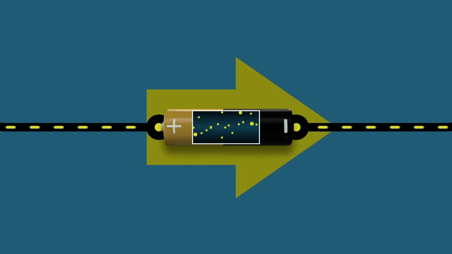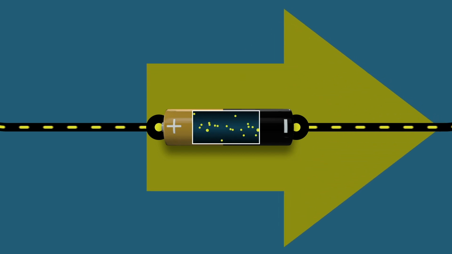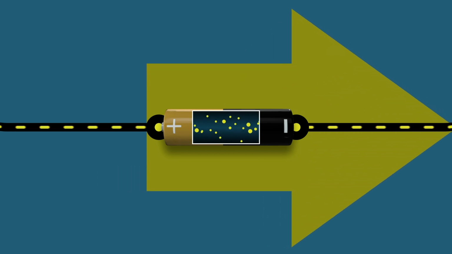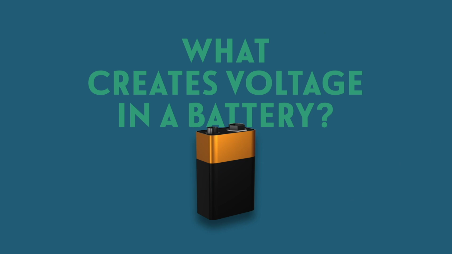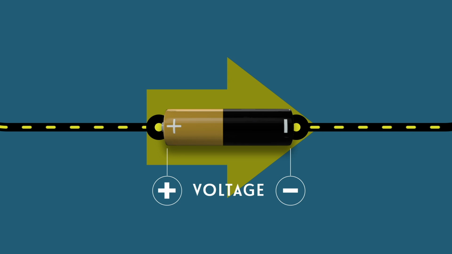Using our water analogy, we can think of voltage as pressure. When we increase the pressure, we increase the flow. What creates voltage in a battery? Voltage is created by a chemical reaction in the battery.